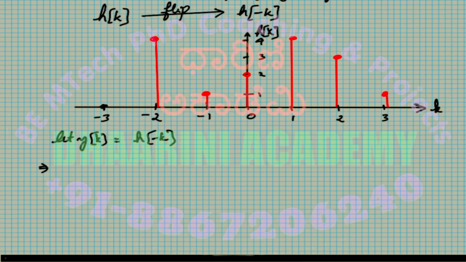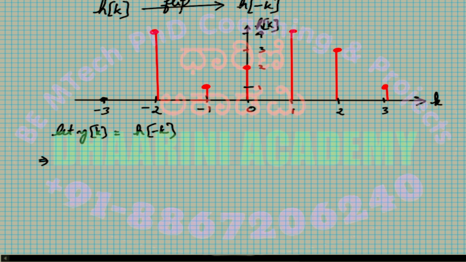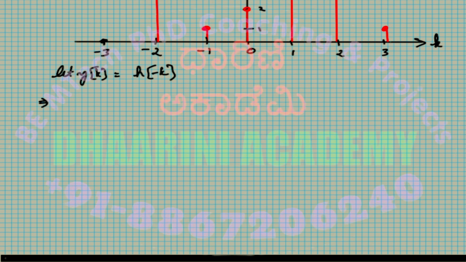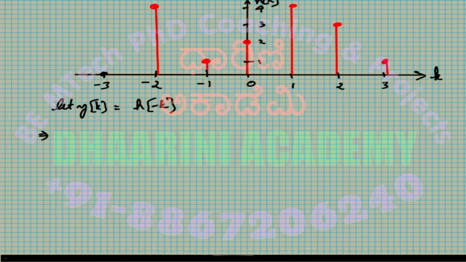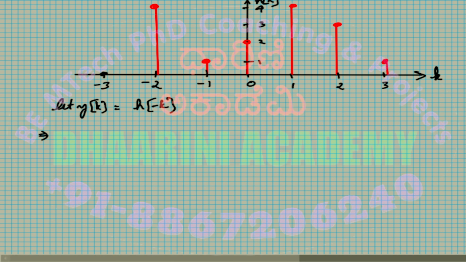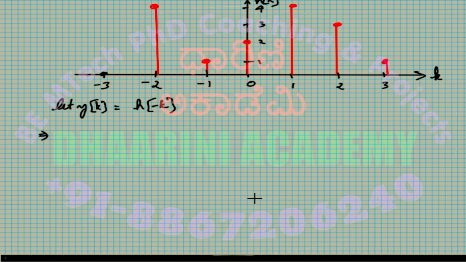This is nothing but a flipping of the given signal about the vertical axis. Assume that you hold a mirror at the y-axis. Whatever you see on the right side will come to the left, whatever you see on the left will go to the right, and whatever is present at 0 will remain at 0. So let's try to plot that.